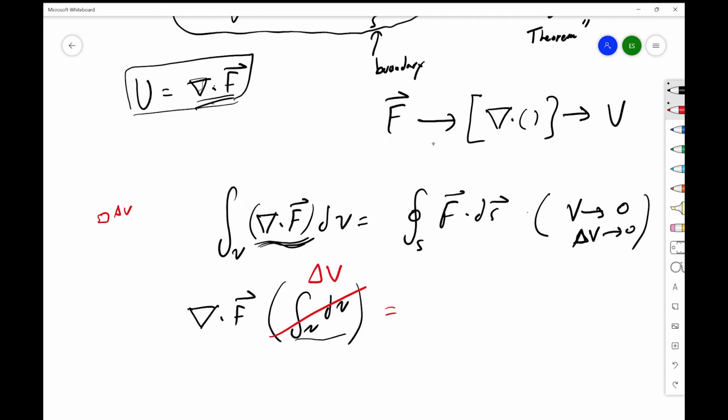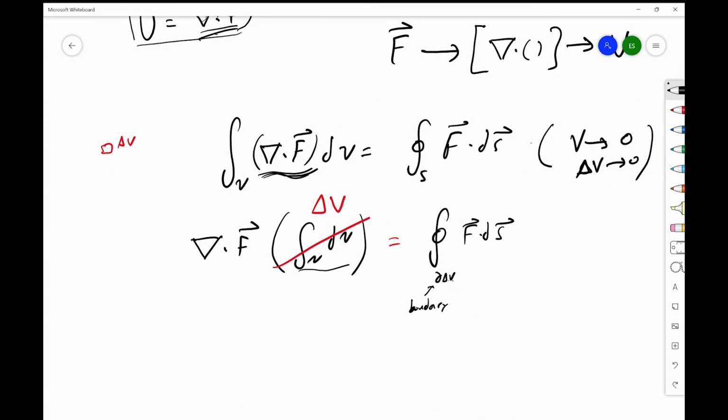Equals the integral over the boundary of delta V. We can write it this way: the boundary of delta V. This means the boundary of the volume. F dot dS. And then I can take delta V to the other side. So I arrive at how I can calculate the divergence.